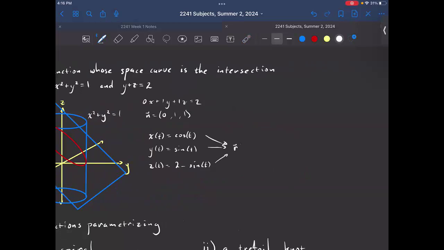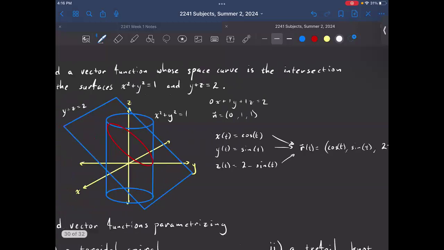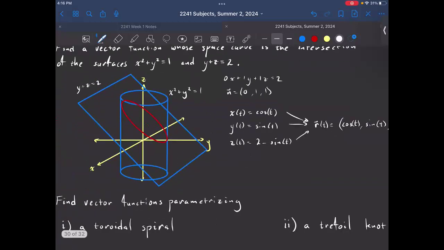As r of t equals cosine t, sine t, and then 2 minus the sine of t. And there we go. There's our vector function of the intersection of these two space curves, or space surfaces.